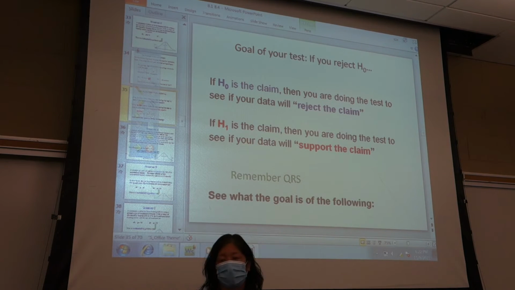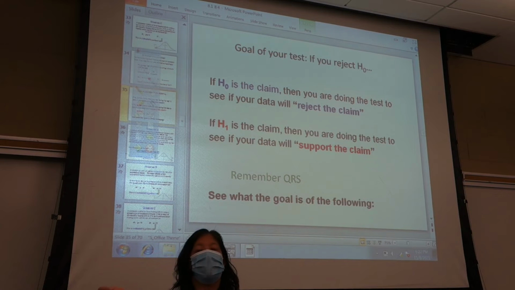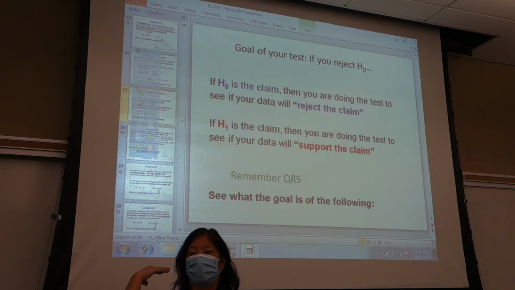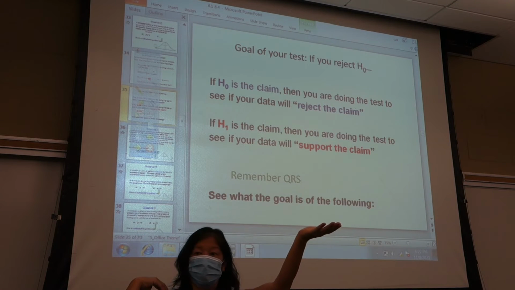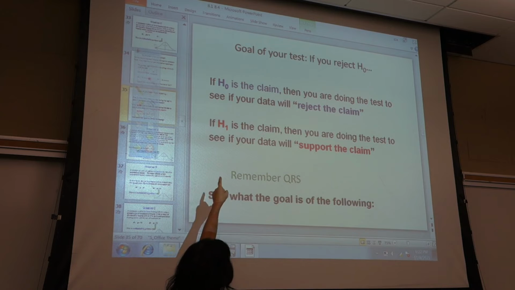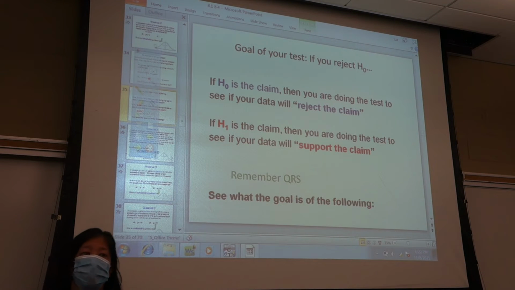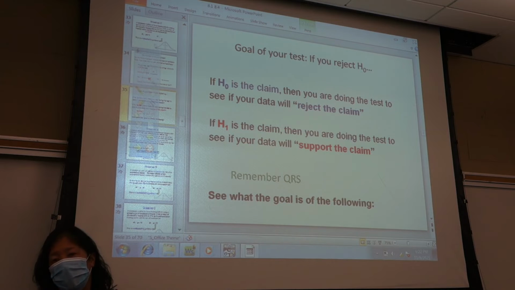But if H1 is my claim, so here's H naught, my claim is the other one, H1, then rejecting H naught does what for my claim? It's good, it supports my claim. Everybody on board? So if H1 is your claim, then we're doing this whole test to either reject H naught and support my claim, or fail to reject H naught and fail to support my claim. So that's kind of the wording you're going to want.